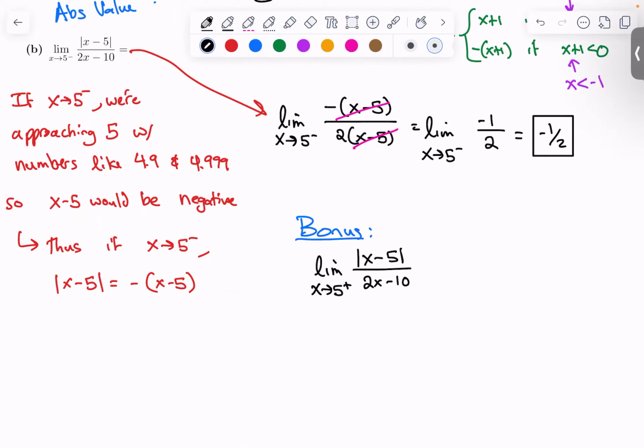We're approaching 5 from the right. So we're thinking about numbers like 5.1, 5.01. And therefore, will the inside be positive or negative? Positive. Therefore, the absolute value symbol is unnecessary. If we're approaching 5 from the right, all of our numbers are going to be positive anyways. So the absolute value symbol does not need to be there. So this is equal to the limit as x approaches 5 from the right of x minus 5 over 2 times x minus 5. The x minus 5's cancel. We get positive 1/2.